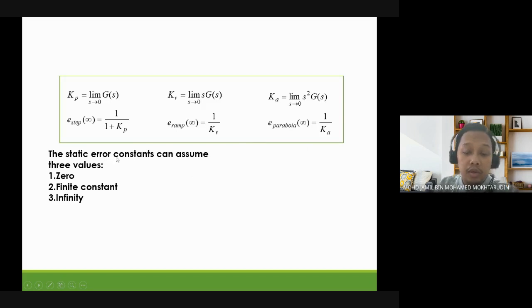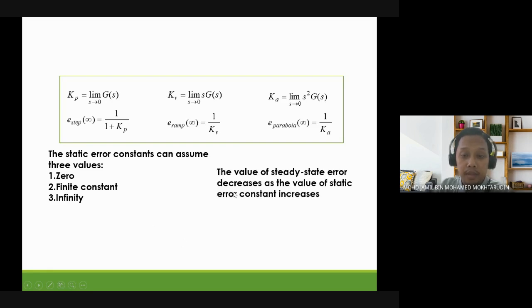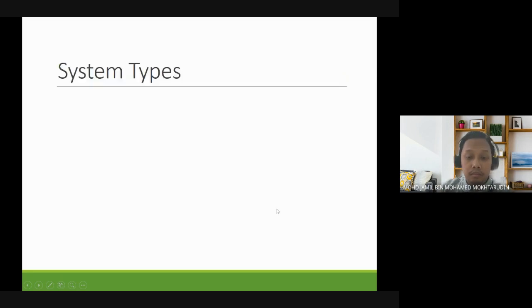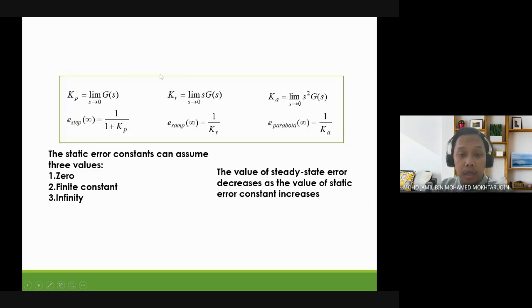So the static error constant can have 3 values: either equal to 0, or equal to a finite constant, or equal to infinity. Each of these values will give a different steady state error. The value of the steady state error decreases as the value of the static error constant increases. So please, for now, remember the formulas given in this green box.